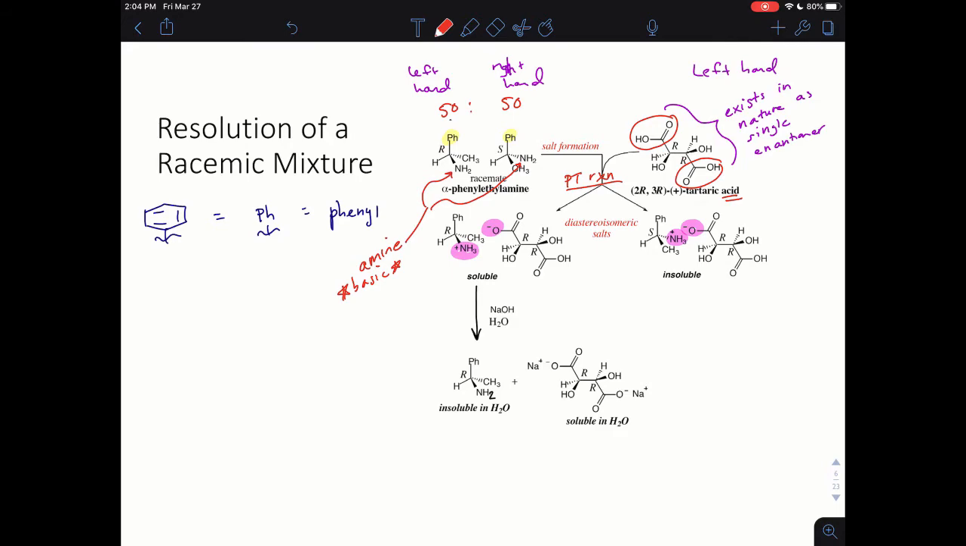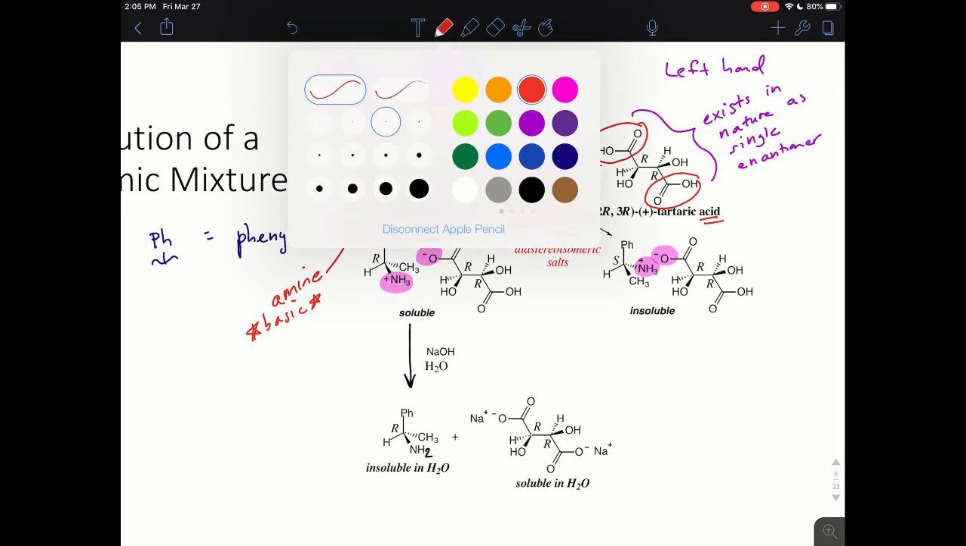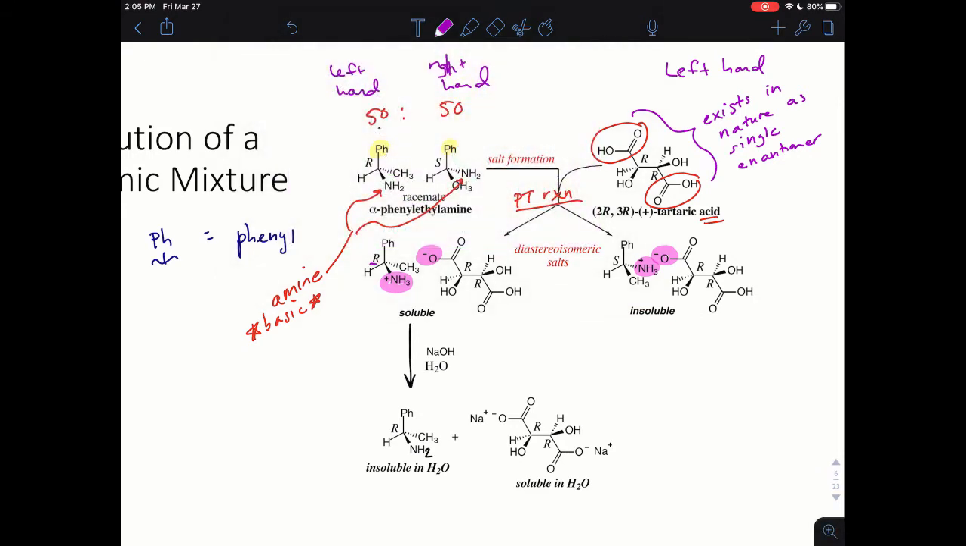Now at this point, you've made diastereomeric salts. I'm going to zoom in a little bit. These two salts here are diastereomers. Well, how do I know that? Just look at the configurations. We have R, the stereocenter on the molecule we started with, the alpha-phenylethylamine. And then our stereocenters for the tartaric acid are R and R. So we have R,R,R, the pirate stereoisomer.